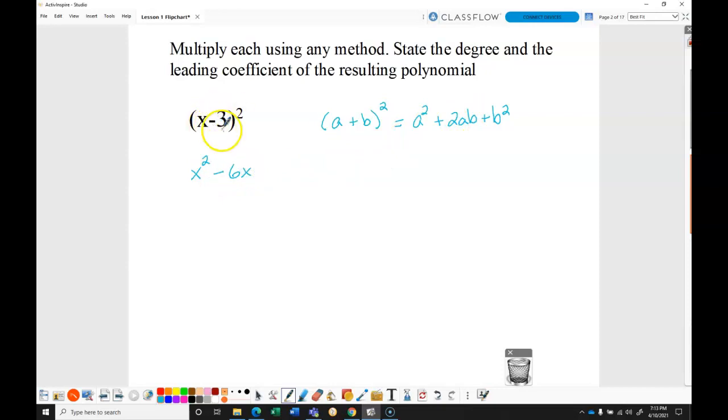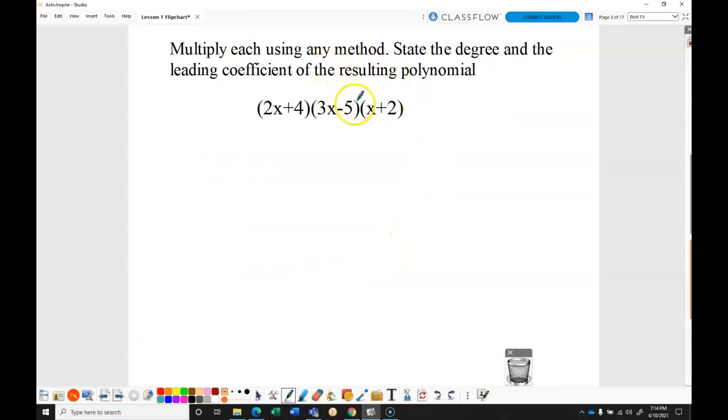And then I'm going to square my second term. So I'm going to square negative 3. That gets me positive 9. Okay, so I've multiplied it. There's my resulting polynomial. I find the highest exponent, and it looks like it's a 2. So the degree here is 2. And we also call that a quadratic. And because I found the degree in this very first term, the coefficient of the first term is 1. So my leading coefficient is 1.